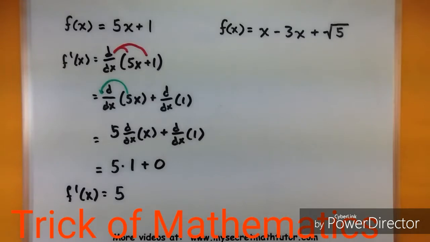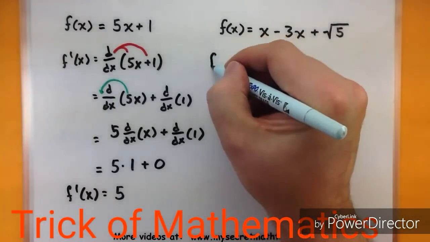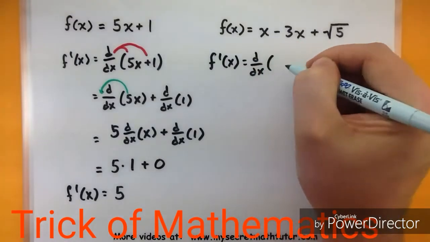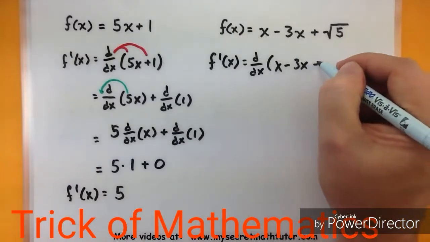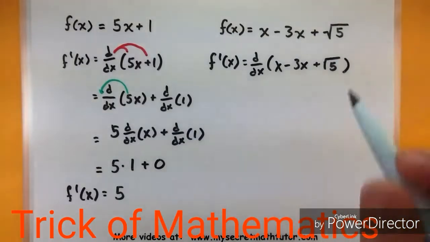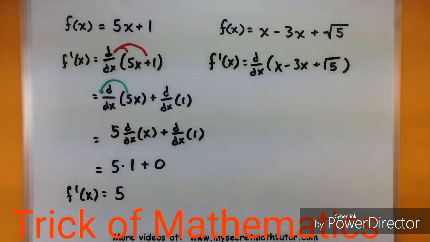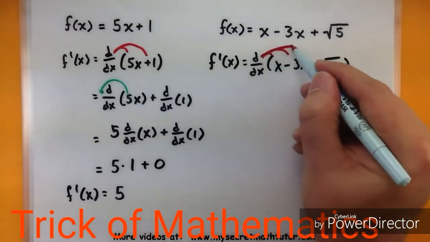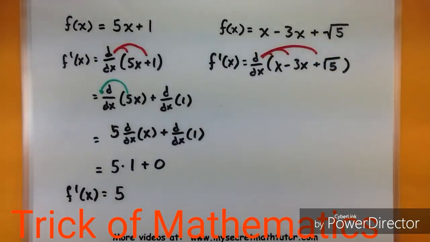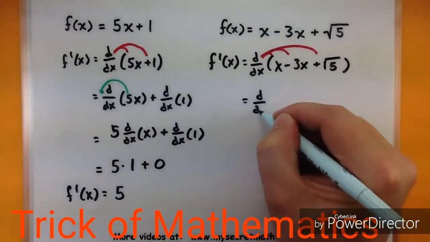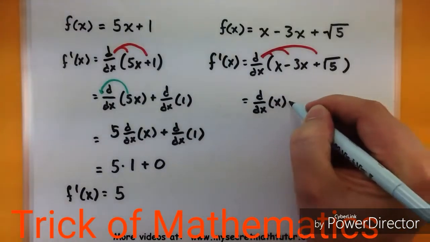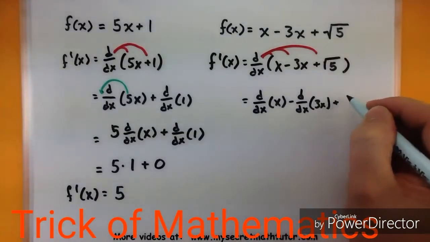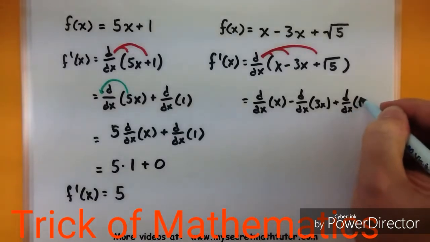Alright, not bad. This next one has a bunch of different pieces to it. Definitely put your thinking caps on and see how we go through this one. So we need the derivative of x minus 3x plus the square root of 5. Even though I've got three pieces, they're all connected using subtraction or addition. Let's take our operator here and put it on all of those pieces. So now I'm looking for the derivative of x minus the derivative of 3x plus the derivative of the square root of 5.